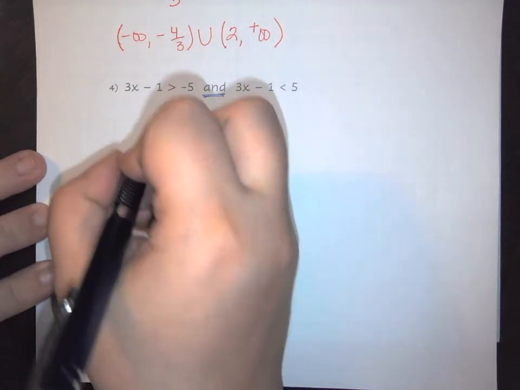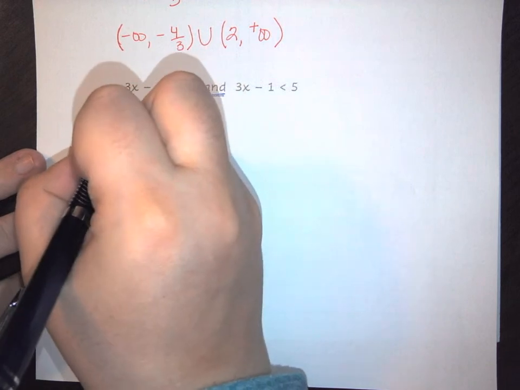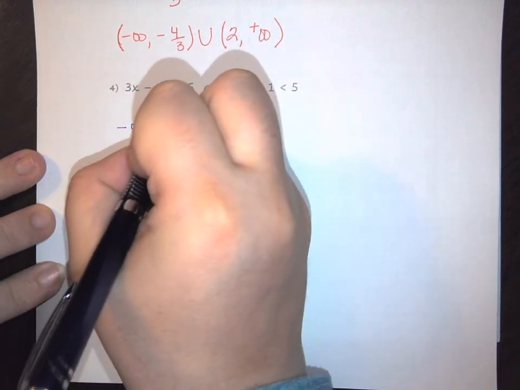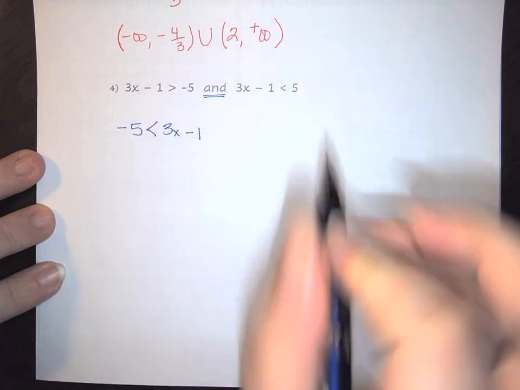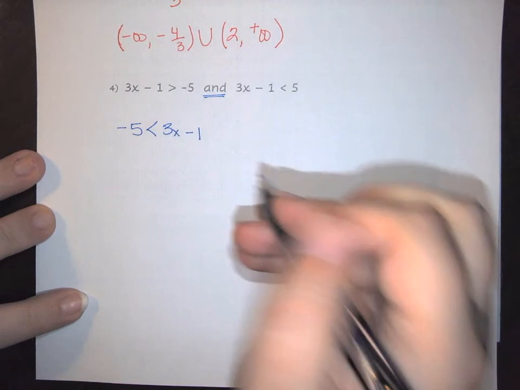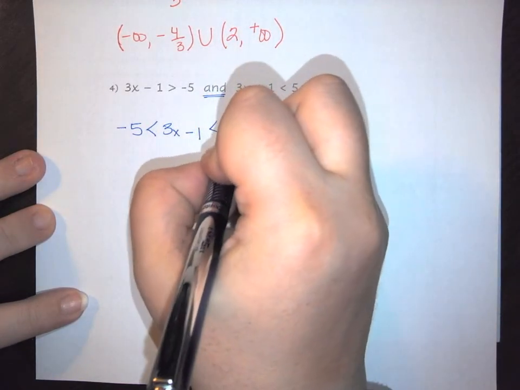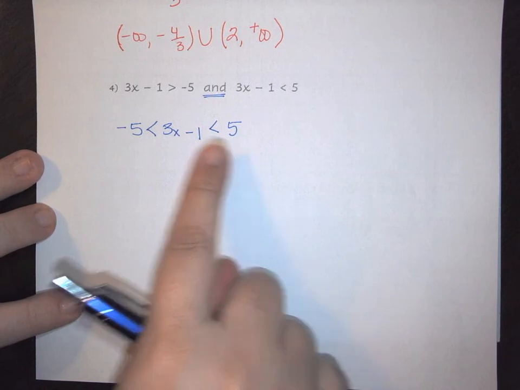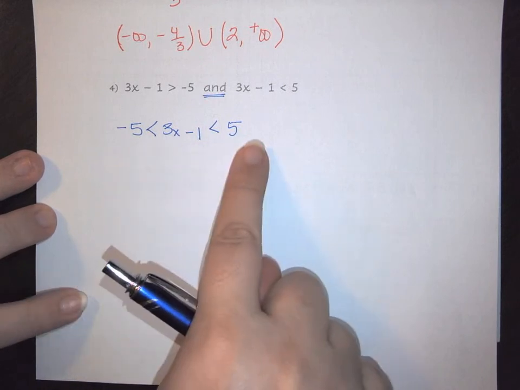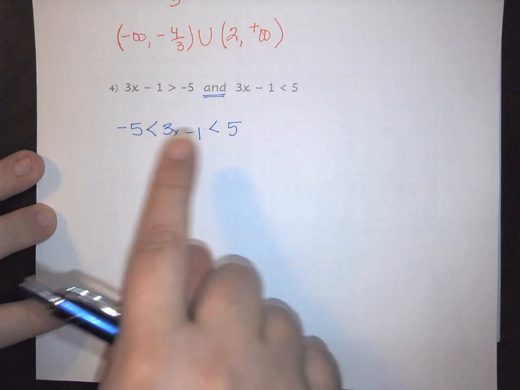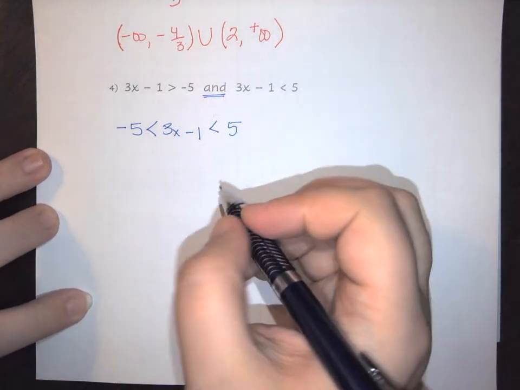So here we could start with the negative 5. Put in your sign. We have 3x minus 1. Notice it's the same. This is 3x minus 1 over here, but now I'm less than 5. So what I've done is I've combined them into my conjunction, and now I can go ahead and solve. So I'm solving my two problems together using one single equation.